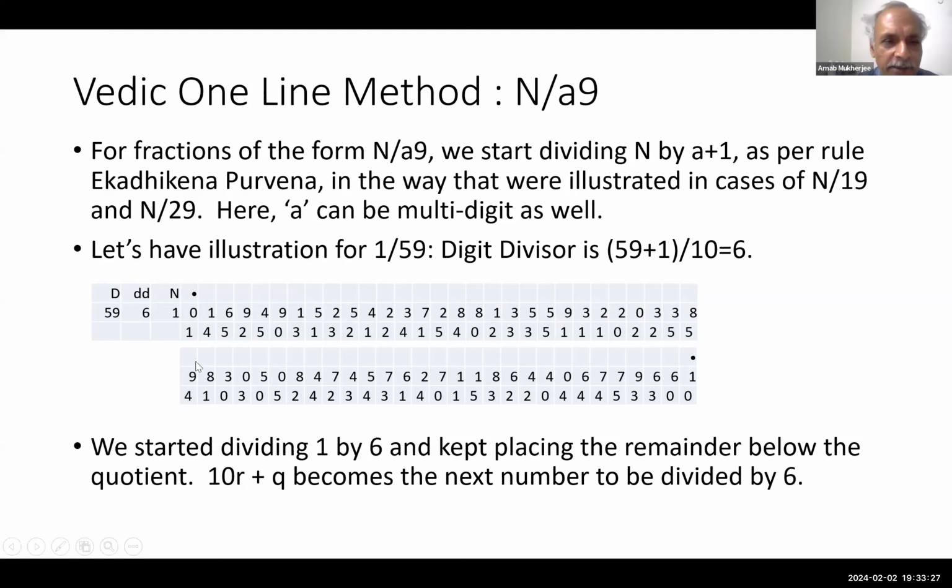But here you see, this is a little bit big one. I made an Excel spreadsheet for 1 by anything n by a9. So far I have done this. In case of 59, the digit divisor is 6. So here it came like this: 1 by 6 is 0 and remainder 1, then 10. 10 divided by 6 is 1, remainder 4, then 41. 41 divided by 6 is 6. It goes on and has 58 digits, also in that same way.